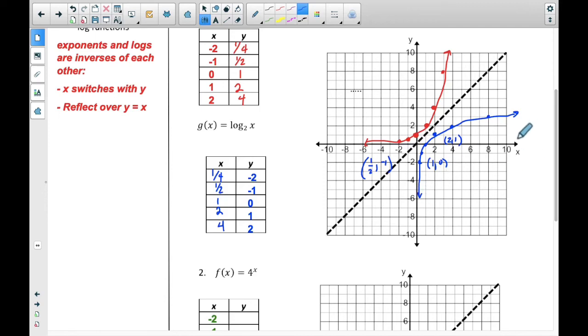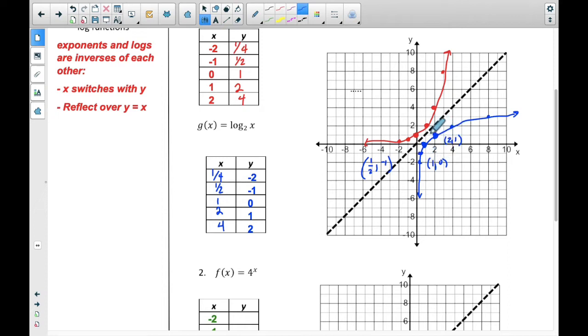Okay, here is our log graph. I went ahead and plotted my points, and you can see that those are reflections over the line y equals x. A couple other things to notice. Remember we were saying that we always have a point at 0, 1? Well, with logs, we will always have one at 1, 0. And the next point is at 1, 2. Well, on logs, that point's going to be 2, 1. And then you can do the same thing over here. 1/2, -1 is going to be over here.